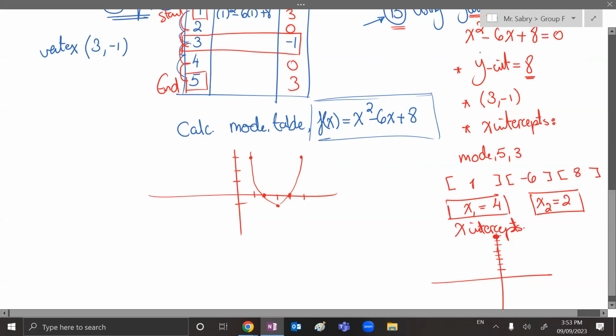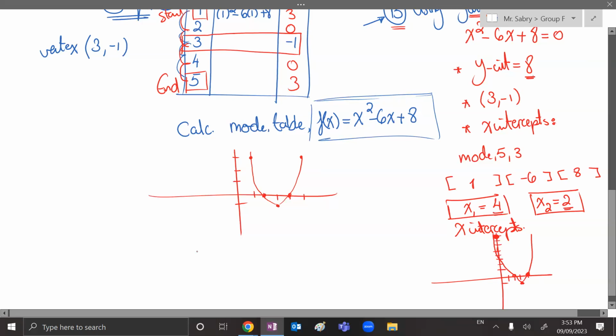I started with the y-intercept. Then 3 and negative 1. So I'll go for the x-axis 3 and negative 1. Here's the vertex. Then the x-intercepts. The x-intercept is at x equals 4 and x equals 2. So I'll go at x equals 2 and put a point, and at x equals 4 and put another point. Connect those with each other, and you'll still have the exact same parabola.